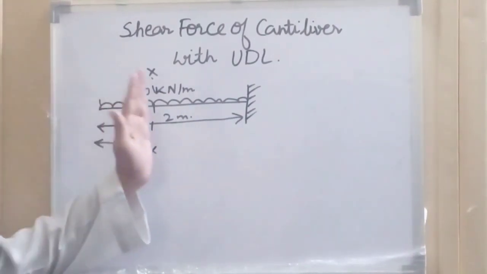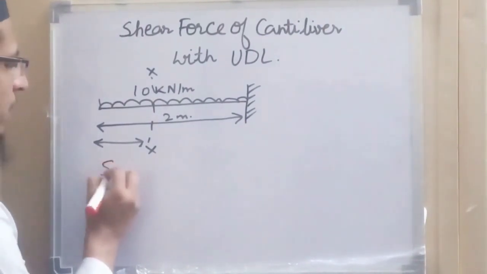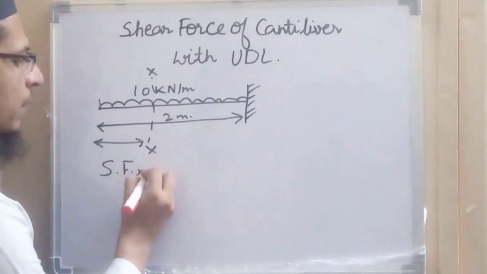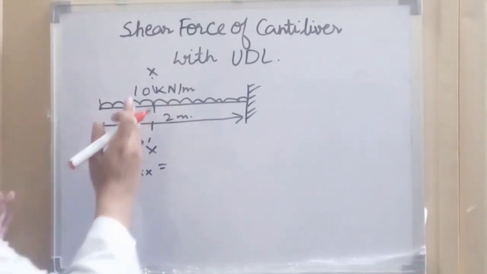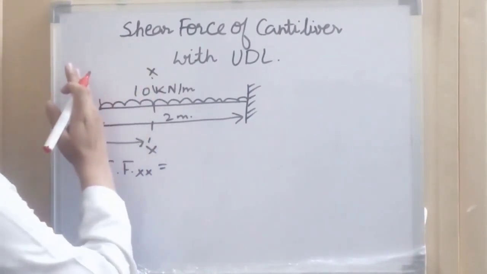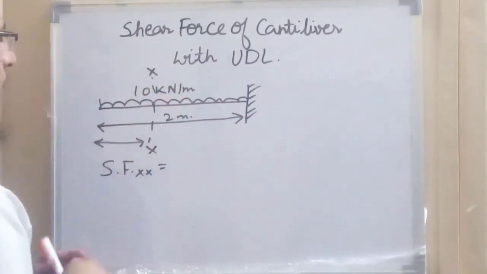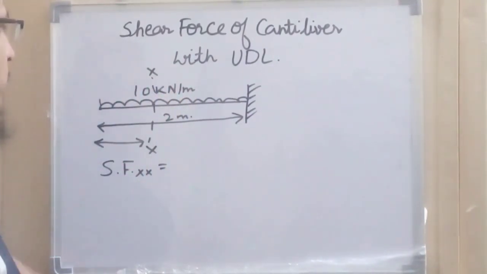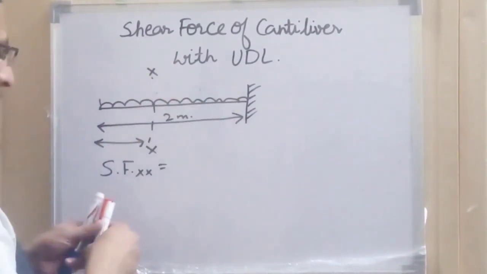Now at a distance x from the free end, when we calculate the shear force, we have already discussed that the shear force at any section XX will be equal to the sum of all the vertical forces acting on this section, either left of the section or right of the section. So suppose this is 10 kilonewton per meter.